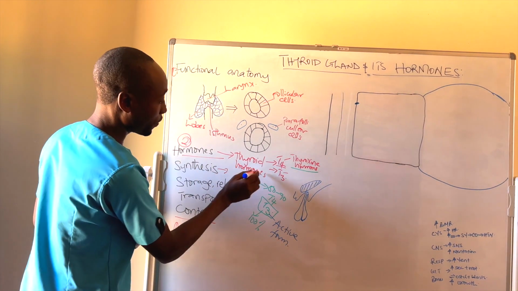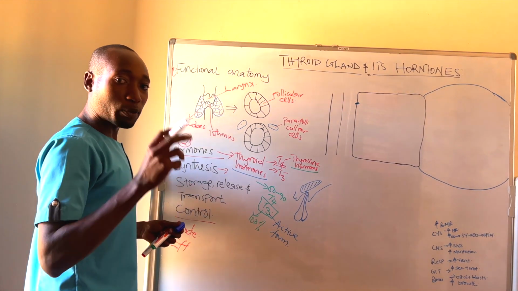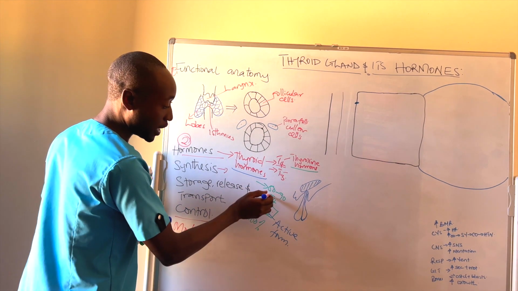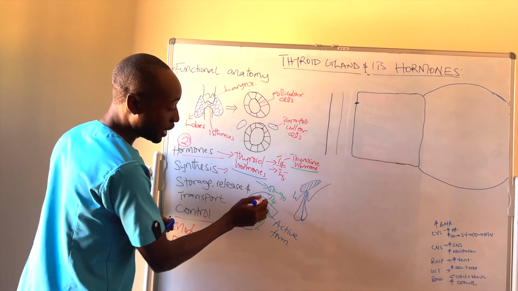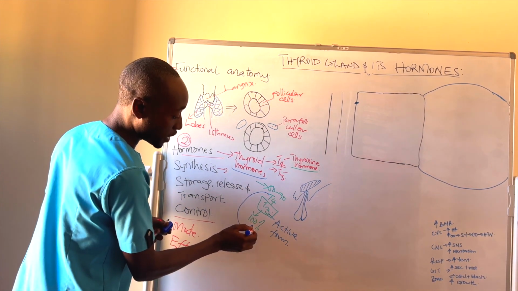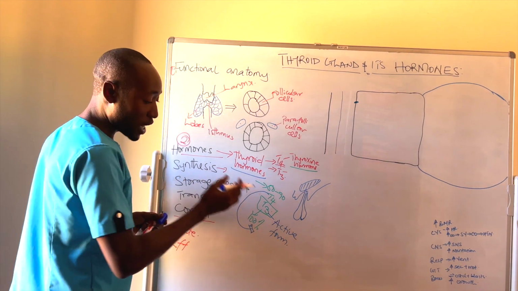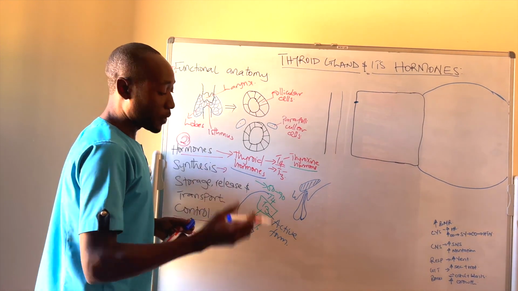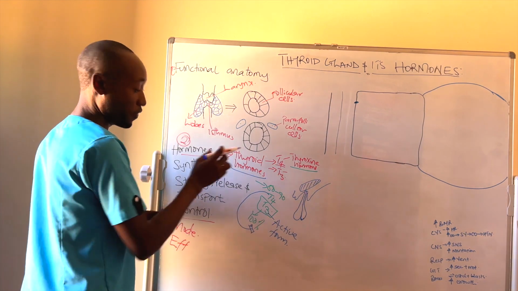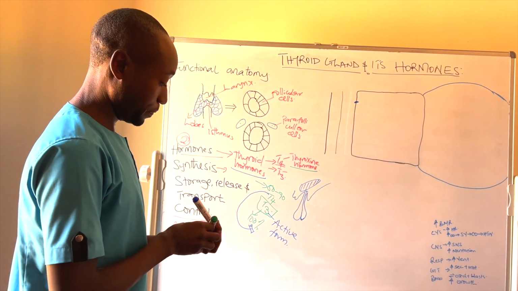of thyroid hormones. And we shall find that in the body or in the cell, T4 is always converted to T3 so as to be able to exert the effect. So this is the active form of the thyroid hormones.